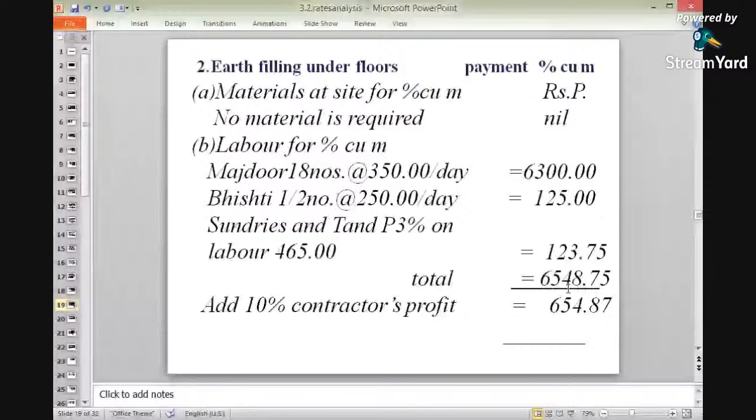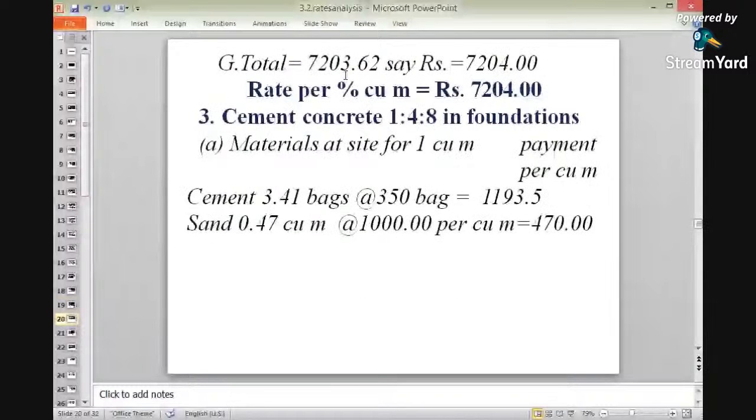And what about the 10% contractor's profit? From this overall cost, we are keeping aside 10% as contractor's profit, 654.87. The grand total for earthwork in filling below flooring comes to be 7203.62. After calculations it comes to be 7204.